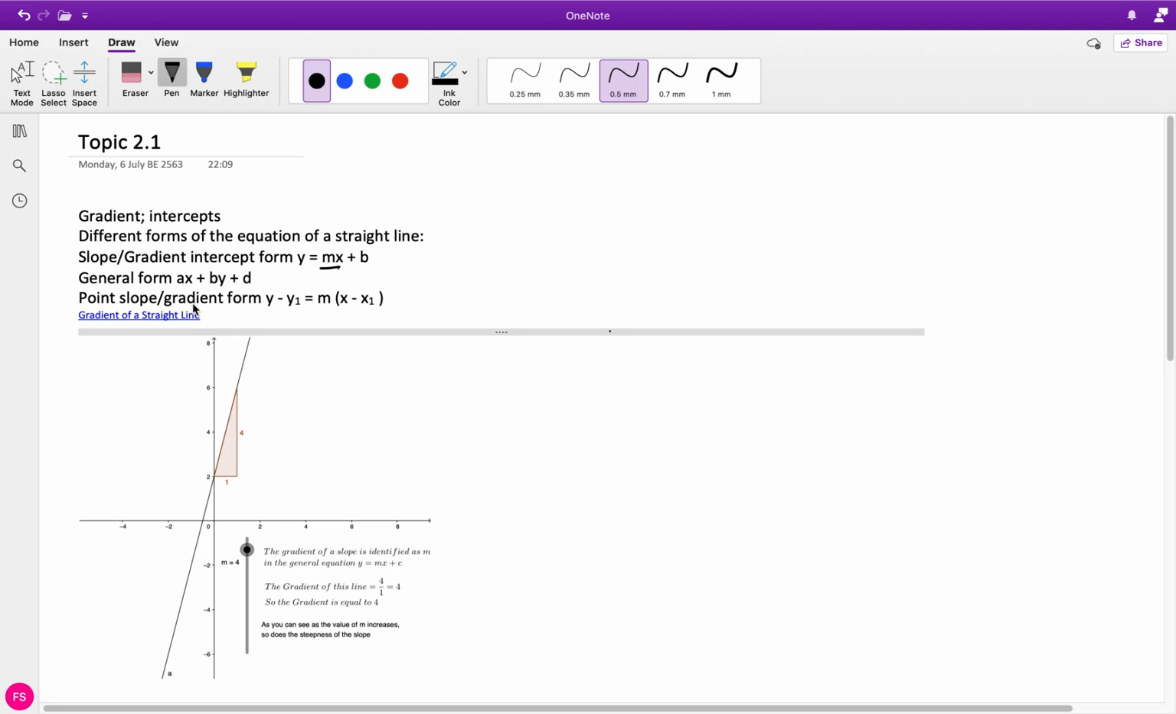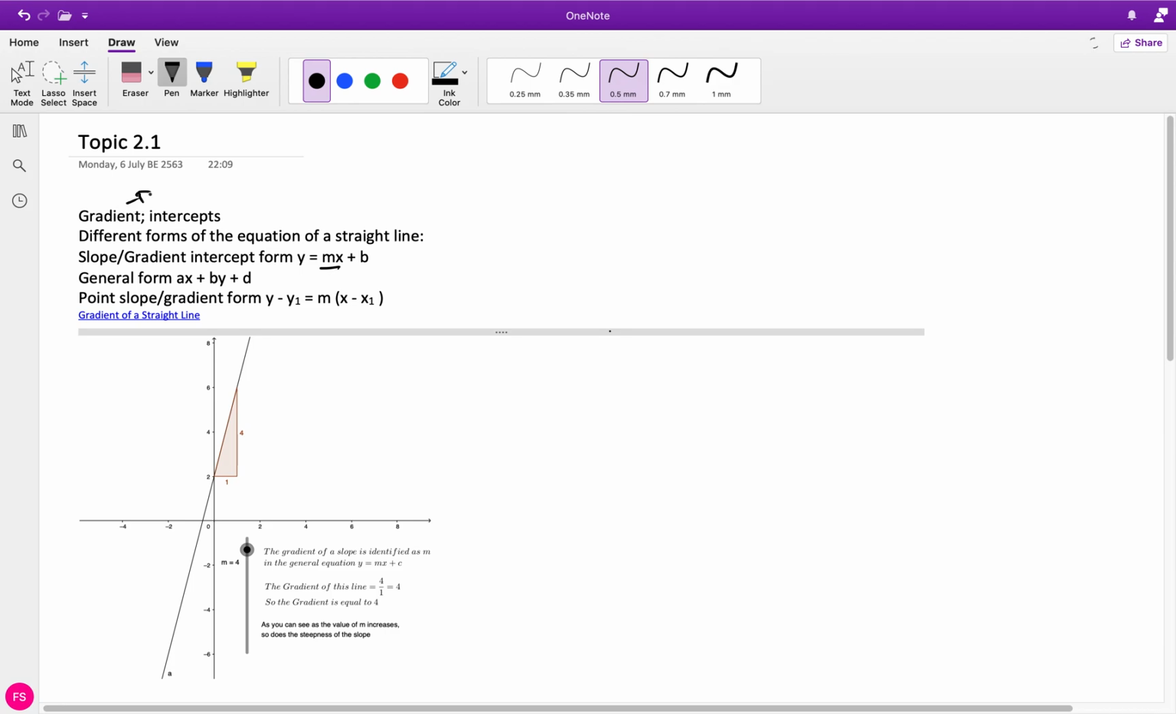We are going to start topic 2 today and I will discuss gradient, intercepts and different forms of the equation of a straight line. So let's start with gradient. What do we mean by the gradient of a linear function or a straight line?